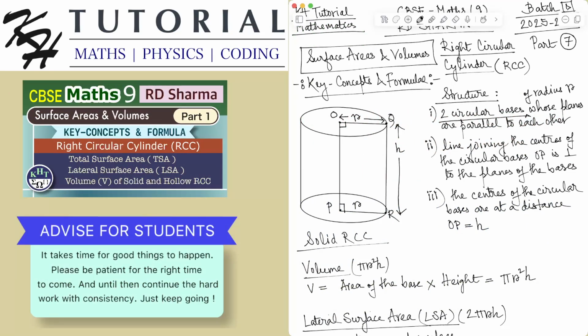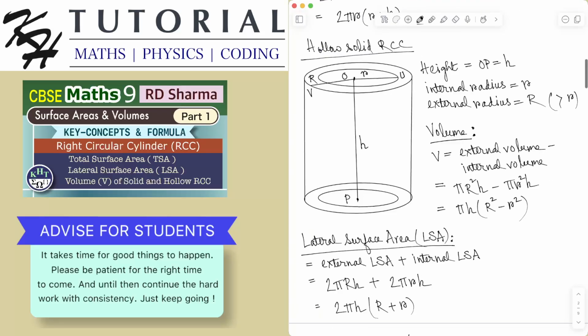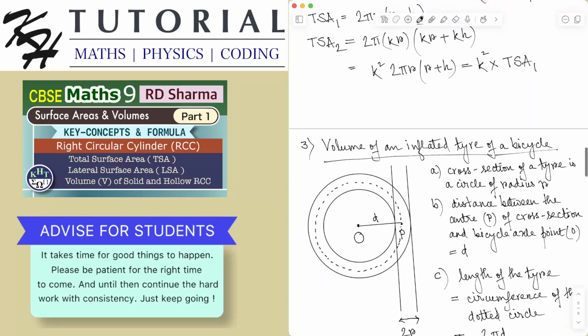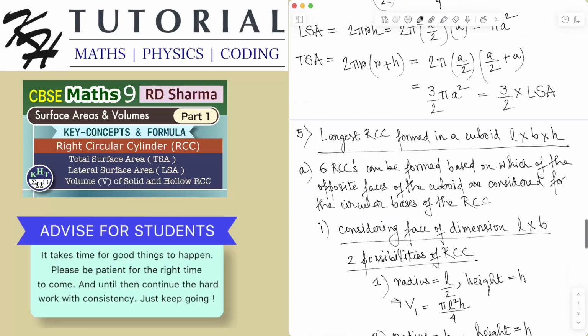Okay, so we will study the solid right circular cylinder and the formula of its volume, its lateral surface area, and the total surface area. Now, before discussing the formulas, let's try to understand why it is called right circular cylinder. What is a cylinder, and why is it circular, and why is it right? Let's quickly understand what is a cylinder.